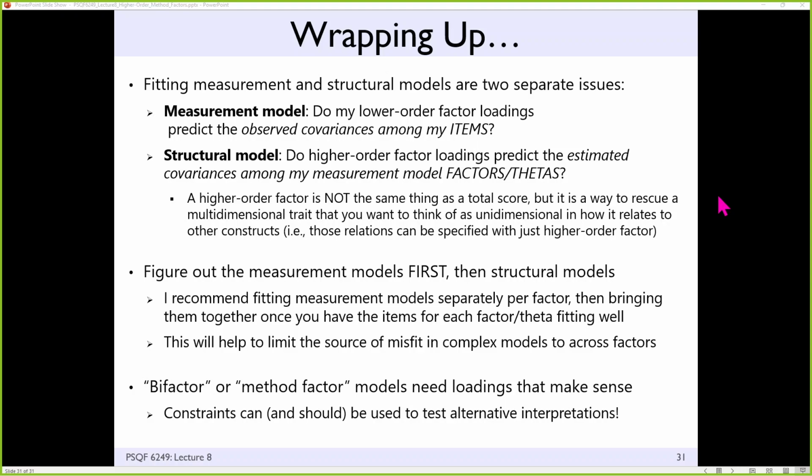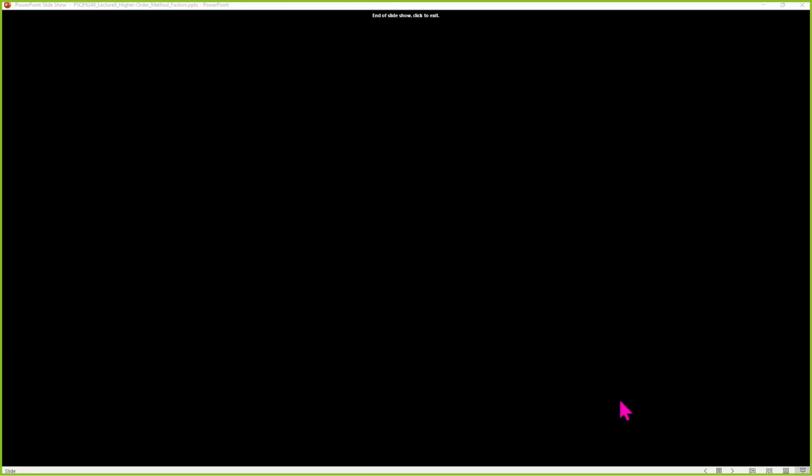And also, if you have higher order factor models that have specific or method factors, bifactor models as they are called, the loadings need to make sense. If the loadings don't make sense, then you should really rethink what you're calling your factor. And better yet, put constraints on there to actually enforce the interpretations that you want to have and to fight reviewer 3. Fight the good fight. Ta-da.